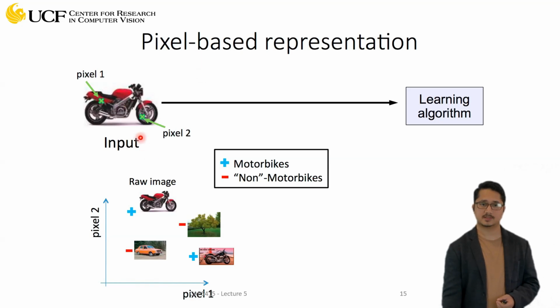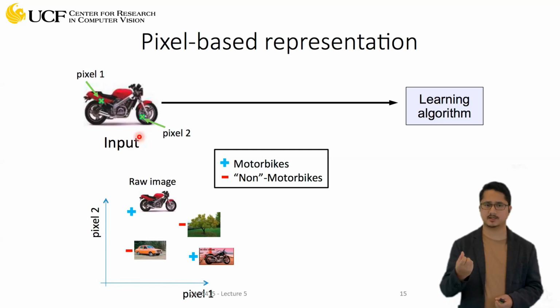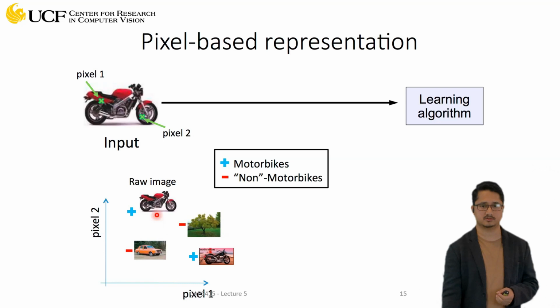Pixel level means for each pixel you have 3 different values if it's an RGB image. And you can say that, okay, this pixel has red color, this pixel has green color. So that's one very crude form of image representation. And you can, in fact, create your algorithm just using that representation. But let's see what the issues are.